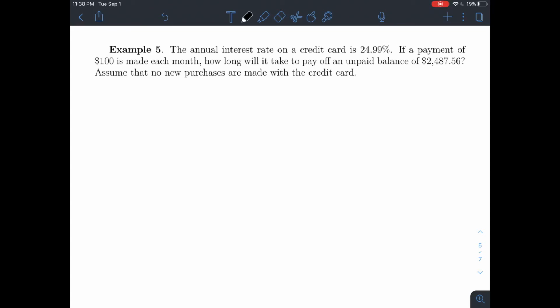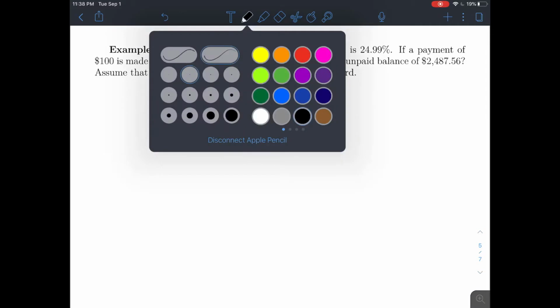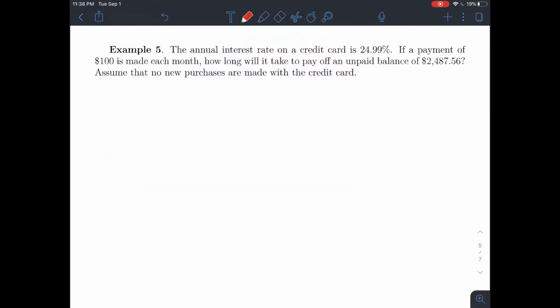For this example, this is saying the annual interest rate on a credit card is 24.99%. If a payment of $100 is made each month, how long will it take to pay off an unpaid balance of $2,487.56? Assume that no new purchases are made with this credit card. Okay, so here, this is saying how long will it take to pay off this balance.